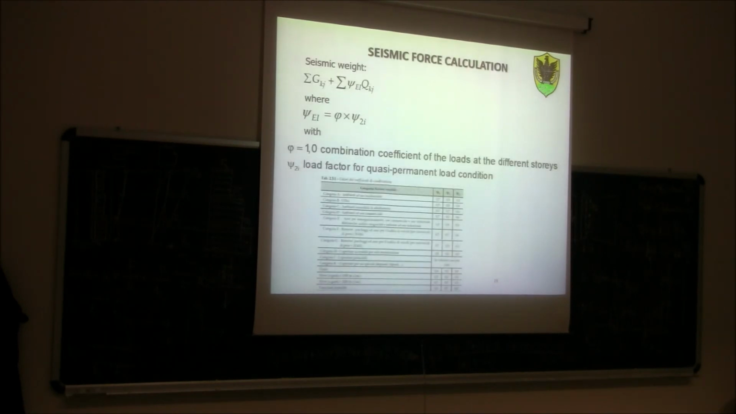Now, seismic force calculation. We need to calculate what we call the seismic weight. So the seismic weight is the summation of the permanent loads, structural and non-structural, plus the variable loads multiplied by a reduction coefficient. This reduction coefficient is basically equal to psi 2. Psi 2 is the coefficient for the quasi-permanent load condition.